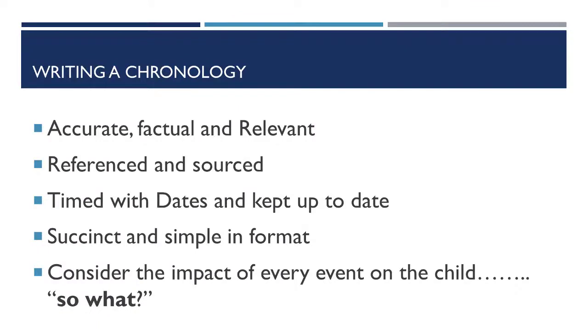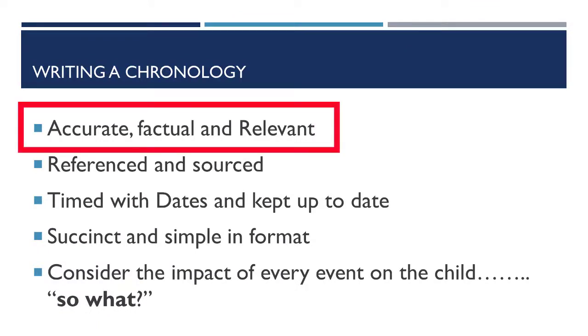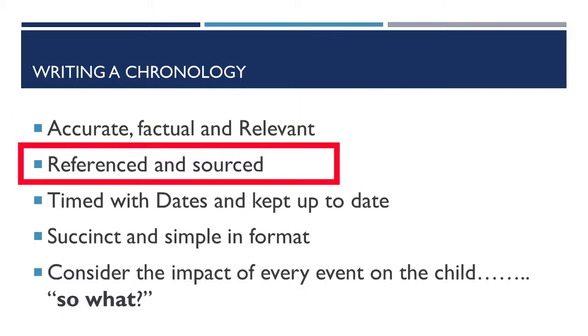Here are some factors to consider when writing a good chronology. First, keep it accurate, factual, and relevant. It should not contain opinions, and should be focused upon the child and the key issues of the case. It should be well referenced and sourced. It should be easy for anyone reading the chronology to find the source, such as who gave us the information, or where it was originally written in the case record.